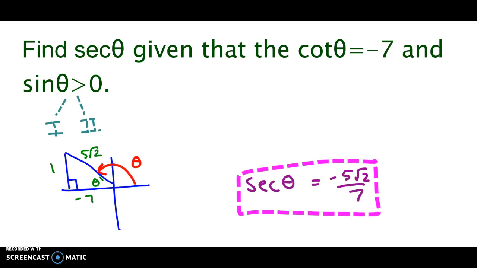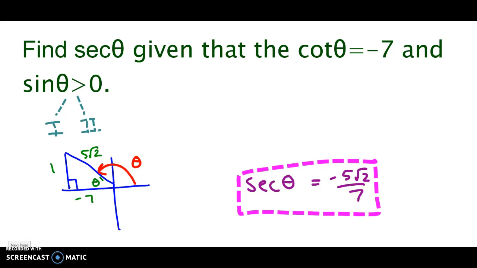All right, so I started by figuring that if sine of theta is greater than 0, it's got to be in quadrant 1 or quadrant 2. And then knowing that I had cotangent of theta equals -7, okay, then it's quadrant 2. Drew my picture, found the value of the hypotenuse, and got that the secant of theta is -5√2 over 7.